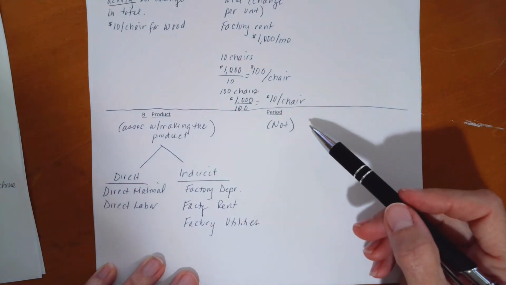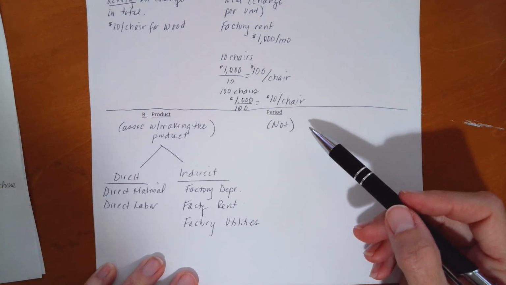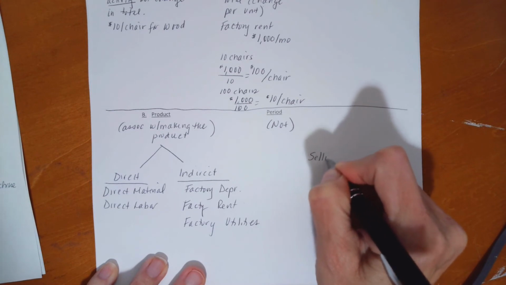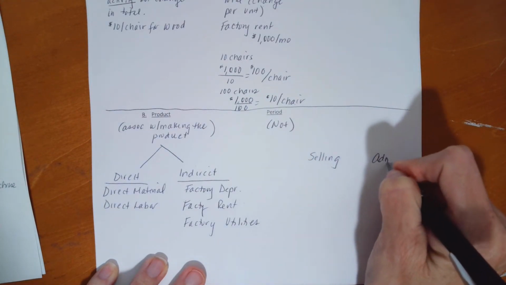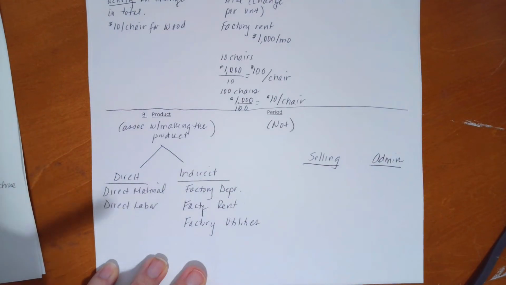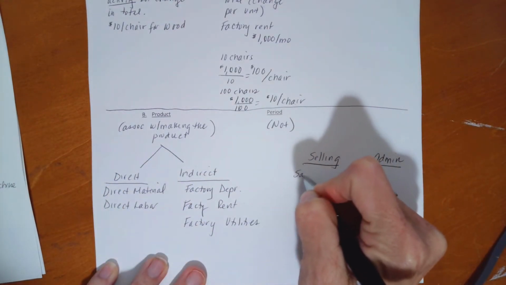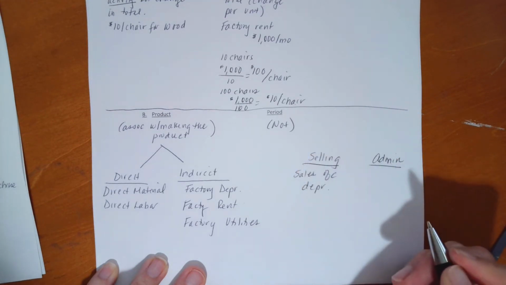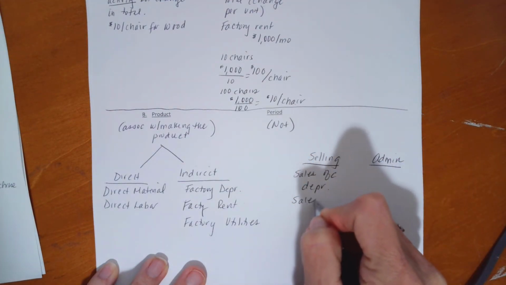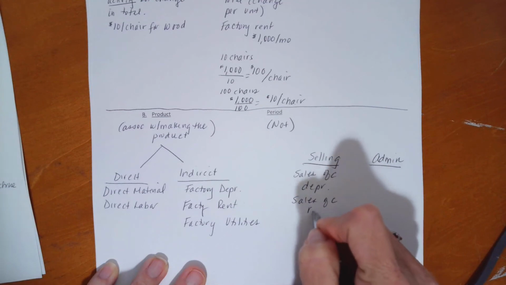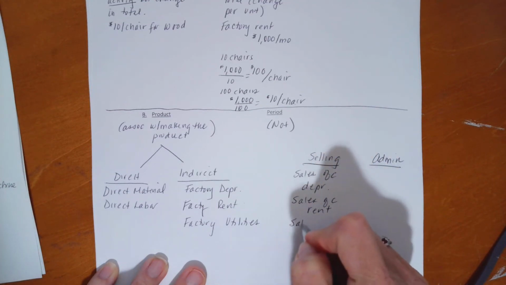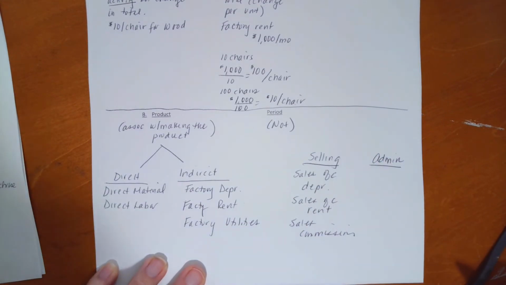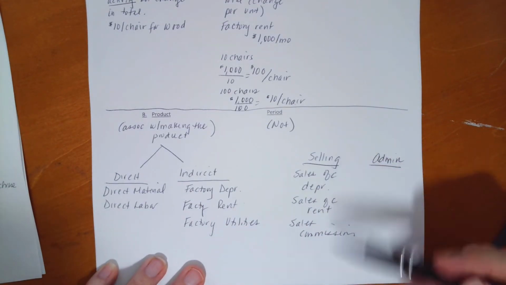And then we have period costs. So these are the costs that we have that are not associated with the product. And we generally break these down into selling and administrative. Right, and so for selling costs, we can have sales office depreciation, sales office rent, sales commissions, right, anything to do with the selling function.